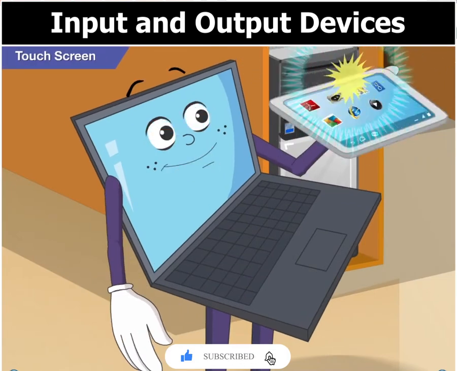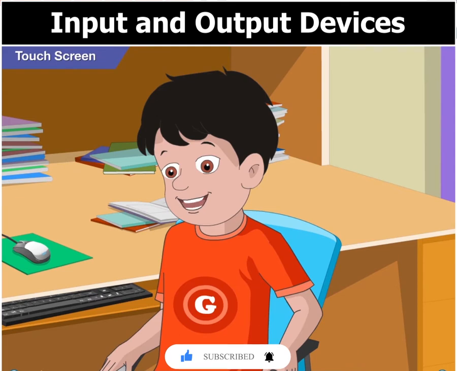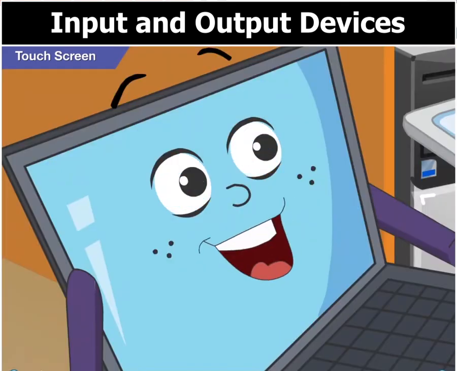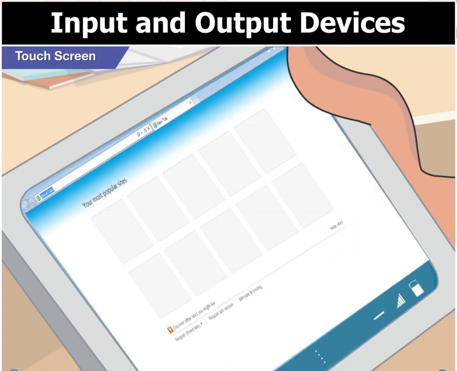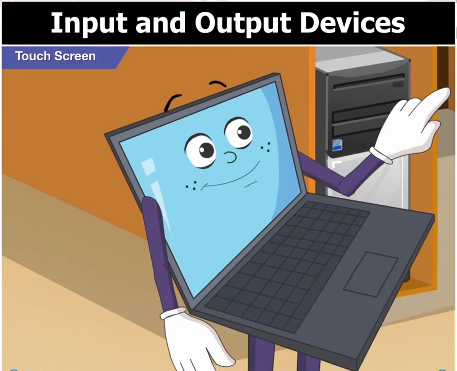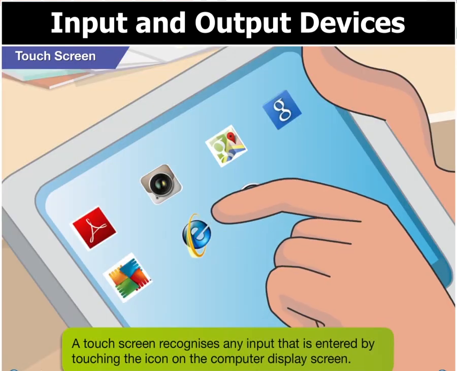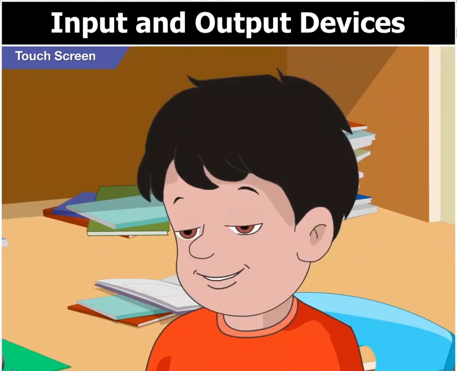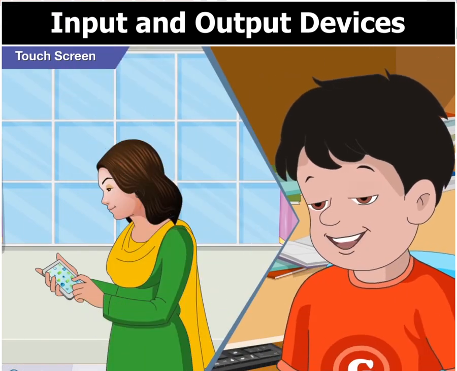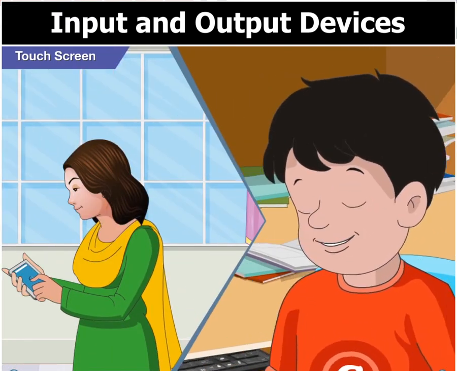This here is a touchscreen, Goggle. Wow! How do we use it, Toggle? Touch the Internet Explorer icon on the screen with your finger. Wow! The Explorer window has opened by itself. Yes, Goggle. This is what a touchscreen is used for. A touchscreen recognizes any input that is entered by touching the icon on the computer display screen. Now I remember, my mom has a touchscreen phone. She just has to touch the buttons on the screen itself.